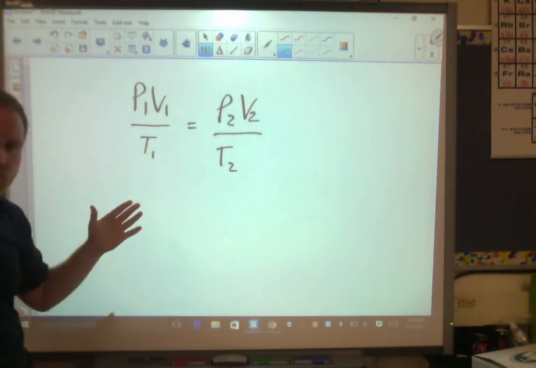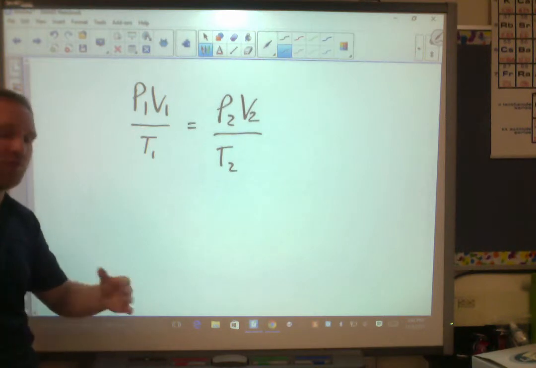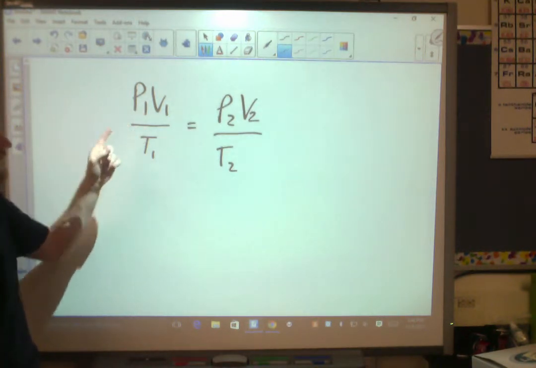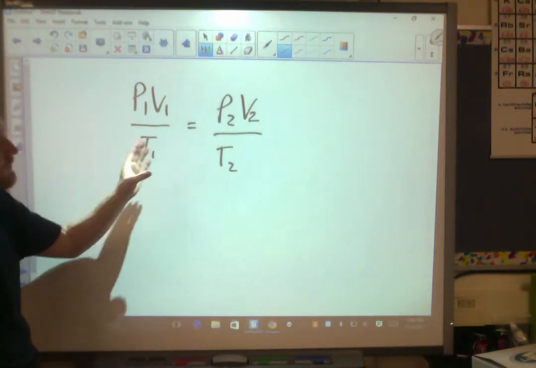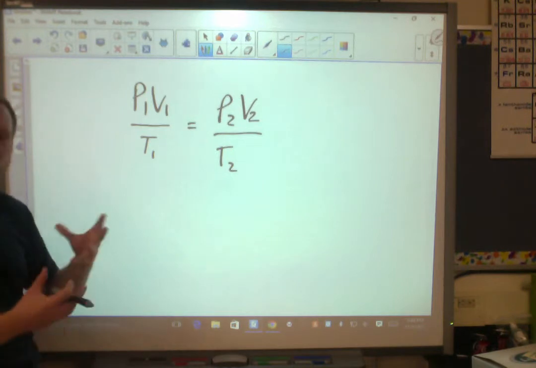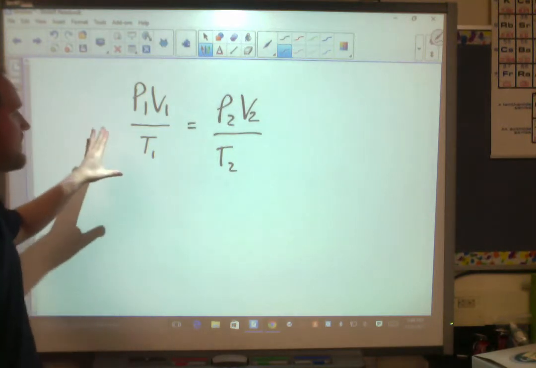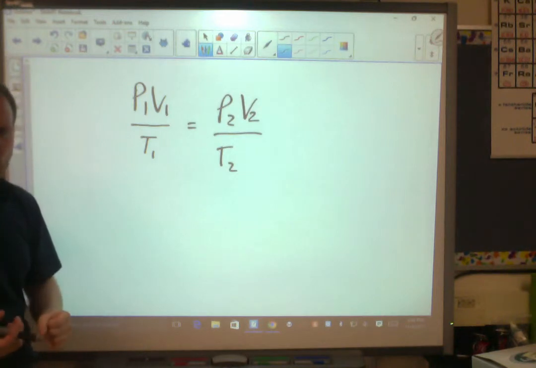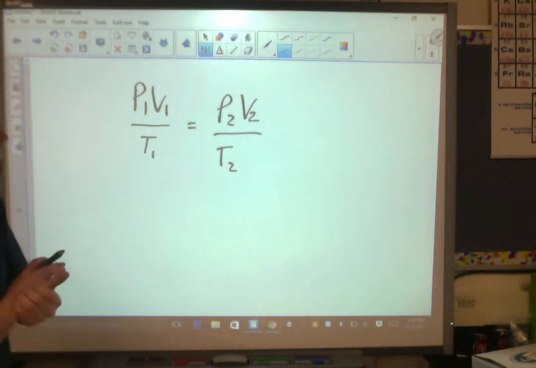Other times, nothing is going to be held constant. We'll go through some of those problems. That would be like if I give you an initial set of pressure, volume, and temperature, and I say, what if I change the pressure? What if I change the volume? What would the new temperature be? Or something along those lines. In that case, I'm going to give you 5 conditions. You solve for the 6th one. So this just requires a little bit of algebra.